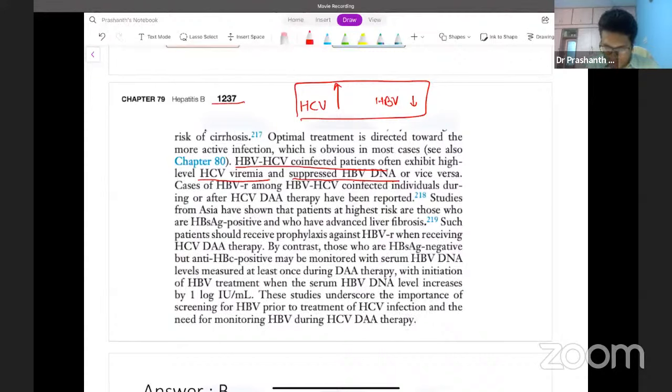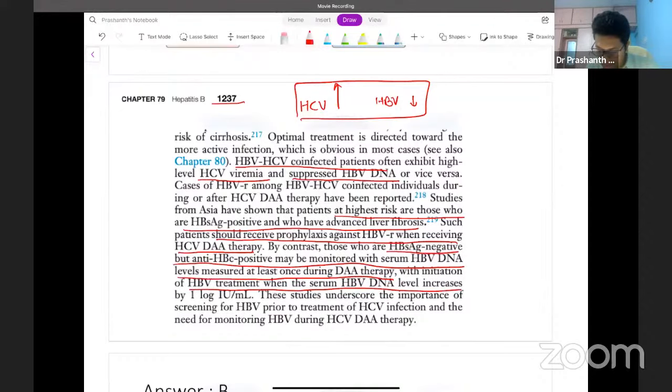Now what they are telling is, when you have both co-infected, studies from Asia have shown that patients at highest risk are those who are HBsAg positive and those who have advanced liver fibrosis. Such patients should receive prophylaxis against HBV reactivation when receiving HCV therapy. By contrast, those who are HBsAg negative but anti-HCV positive may be monitored with serum HBV DNA measured at least once during DAA, with initiation of HBV treatment when the HBV DNA level increases by 1 log. These studies underscore the importance of screening for HBV prior to treatment of HCV infection and the need for monitoring HBV during HCV therapy.